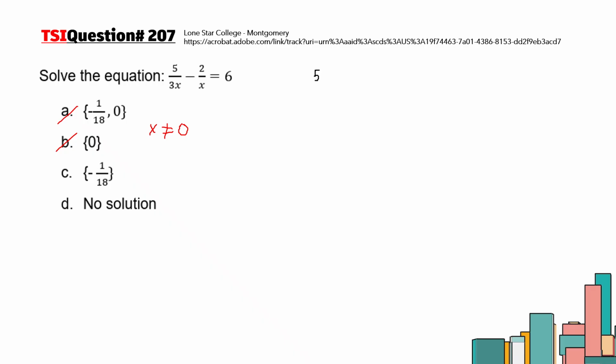The domain of this problem: we have to solve for the denominators and set them different from 0, so x is different from 0. That's why we can eliminate A and B. 5 over 3x minus 2 over x equals 6. I can multiply both sides by 3x because x is different from 0.